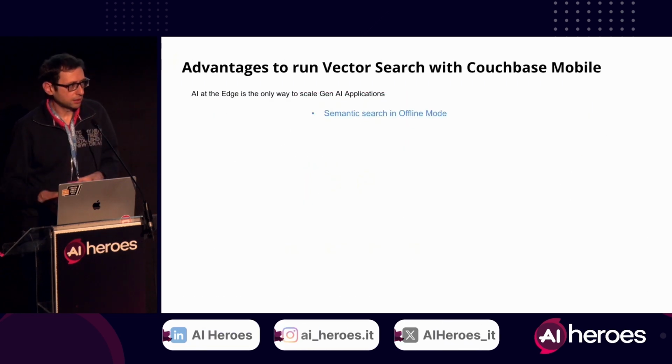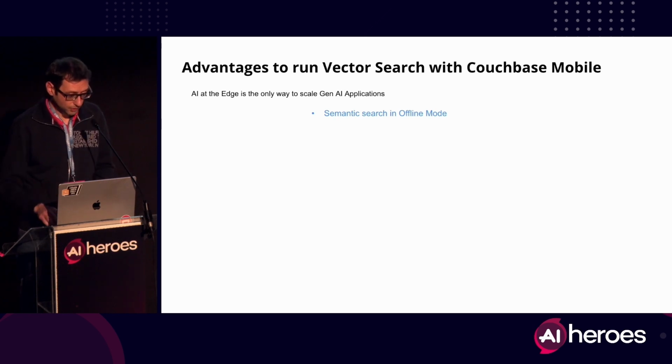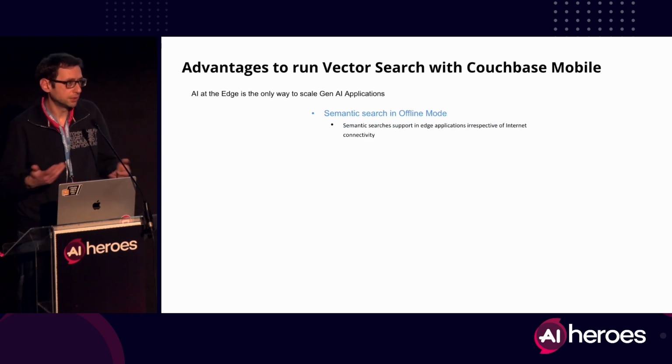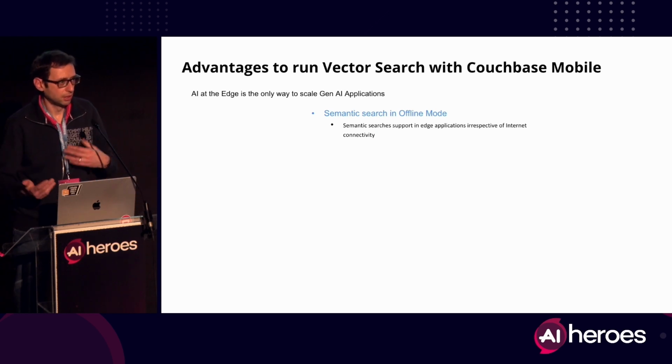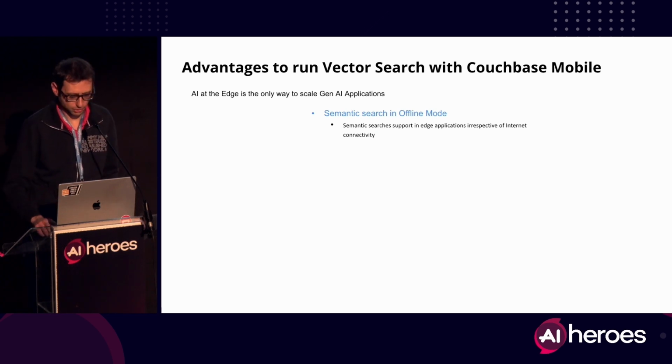Okay, so why is it important to run vector search on mobile? Well, the first point is about the possibility to do that also in offline mode, when your application is completely isolated without any internet connection. So the idea is to use a clearly not so powerful model like you have in the cloud, but basically a model that can run directly on device, and you could do that directly on device without requiring any internet connectivity.